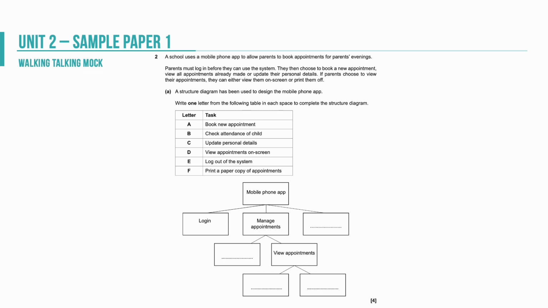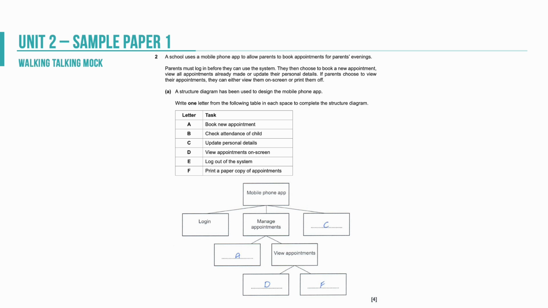Now again, it says in bold, write 1 letter, and again, you absolutely should be making an educated guess if you're not 100% sure on the answers. So we've got 4 marks available. We need to pick 4 of those letters and decide which is going to go in which box. C goes in the first sort of level, so when people log in, they've got the login option, they've got the manage appointments option, and then they've got their update personal details section.